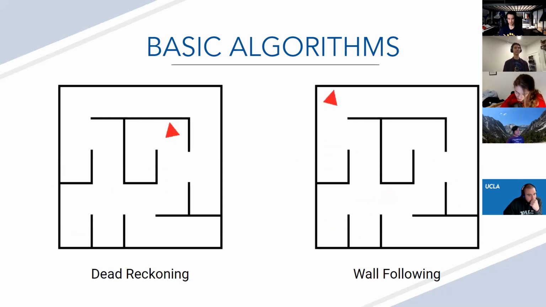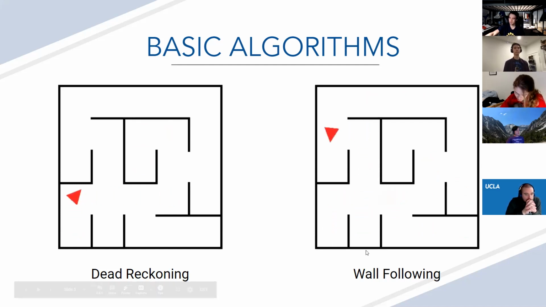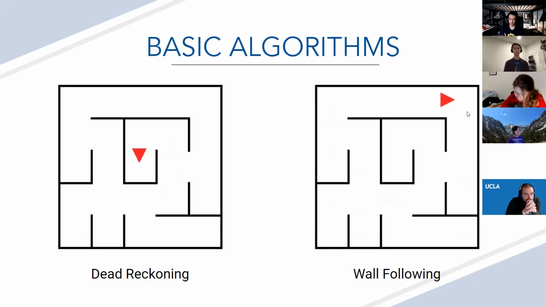There's another one called wall following. This one's a little more interesting. Right now, the animation is showing a left wall follower. So it's just going to follow along the left wall, as the name implies. For simple mazes, where all the walls are connected, and the start and end points are along the edges, this algorithm will 100% of the time solve the maze, though not necessarily with the shortest path.